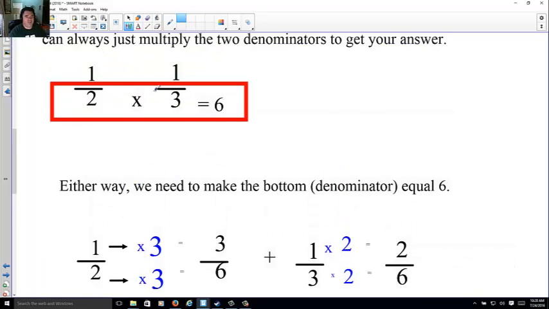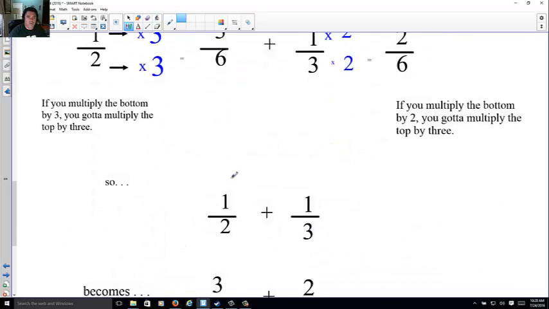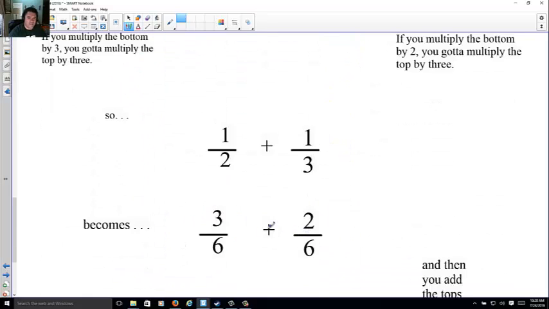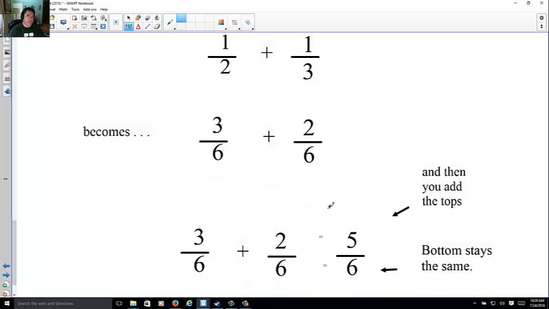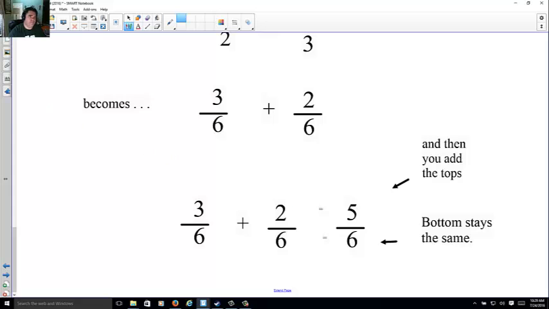So now 1/2 times 3/6 is 3/6. That's not supposed to be a times. It's supposed to be a plus, by the way. Excuse me there. So basically, I have now 1/2 plus 1/3 becomes 3/6 plus 2/6. The bottoms are the same. We don't add the bottoms. Remember, when you're adding a fraction, you're just adding the top. So 3 plus 2 is 5. And here's why. You have 3 that's being divided by 6, and 2 that's being divided by 6. They're both being divided by 6, so just take 3 plus 2 and make 5, and it's still being divided by 6. Hopefully that makes sense.